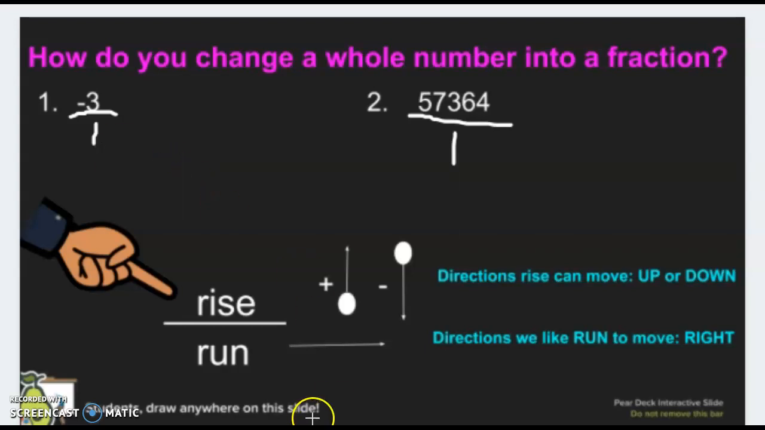Okay, so when we're doing rise over run, right, we've got the top number, the bottom number. One of us tells us to go up or down. The other one tells us to move to the right. Okay, we don't always have to go to the right. I don't want to say always. We like it to go to the right. Okay, so if we need to, we may have to work backwards on some of the problems. Okay, but mostly we're running to the right.